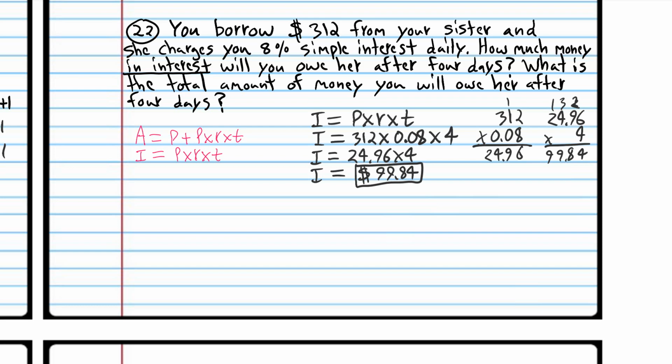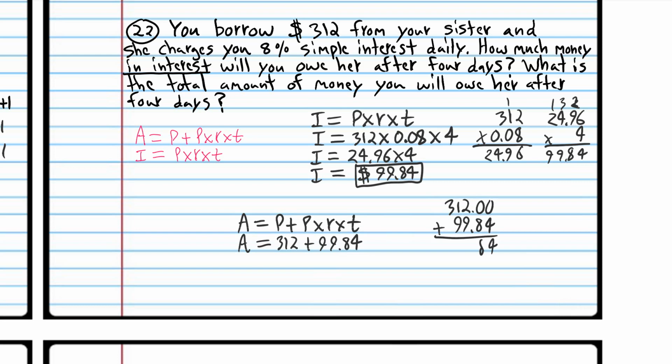Now we have to answer what is the total amount of money you will owe her after 4 days. So now we have to use the top formula. So A equals P plus the amount you make in interest. So thankfully we already did that calculation. Going to enter in P, and then the interest is 99.84. We have to do the multiplication first in this formula, then addition. So now we're ready to add, so we can go ahead and do that up here. But again, you must line up the decimal properly, or else you're guaranteed to get the problem wrong.